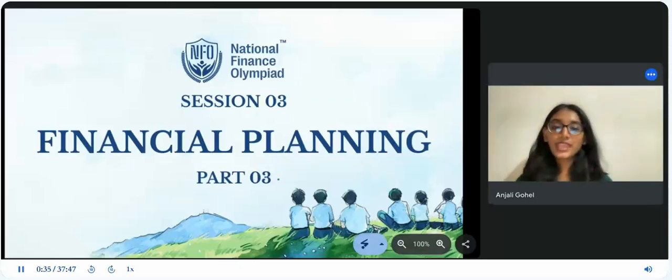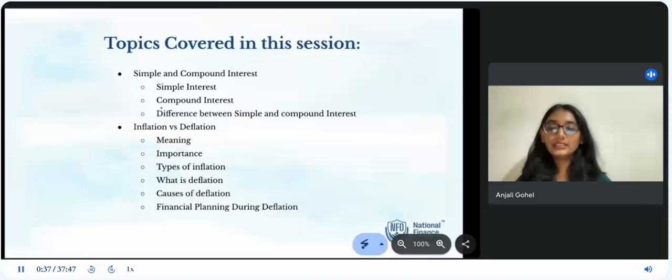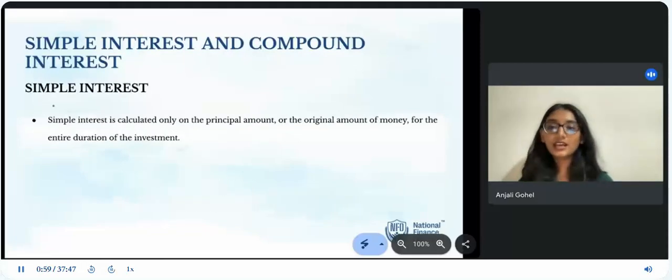And in part 3 of financial planning, we will discuss simple interest and compound interest, along with inflation versus deflation: what inflation is, what the types of inflation and deflation are, what deflation is, and we'll understand why we are covering this in financial planning. Let's start with simple interest.